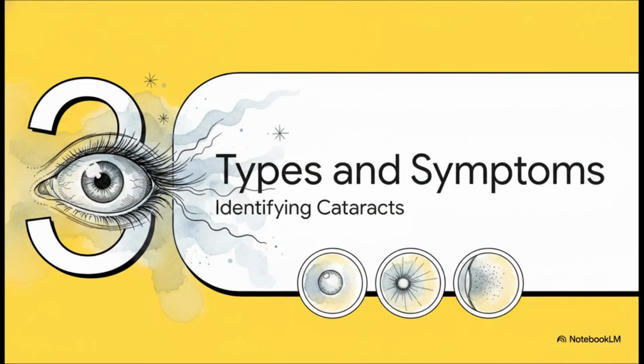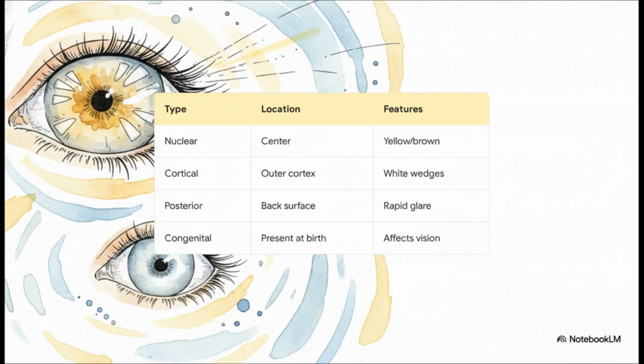Part 3. Types and symptoms. Crucially, not all cataracts are exactly the same. We classify them by where they form. Nuclear cataracts, these form right in the center, and they are the classic age-related type. The lens turns yellowish-brown, which fades the colors you see. Cortical cataracts, these start in the outer edges as white, wedge-shaped opacities that scatter light. Posterior subcapsular cataracts, this one forms at the back surface of the lens, often seen in diabetics or steroid users, and it progresses very rapidly, causing severe glare. Congenital cataracts, these are present at birth and require urgent attention so they don't permanently stunt a child's visual development.